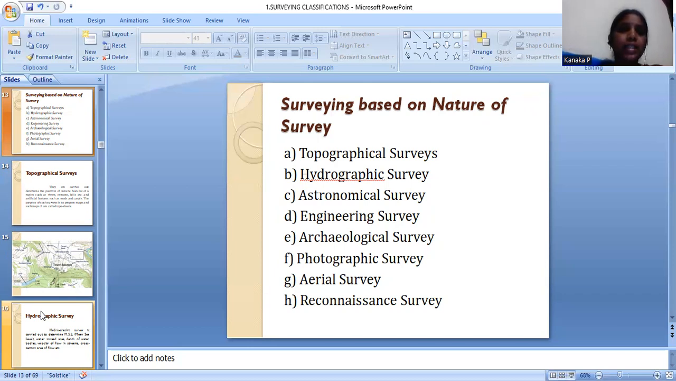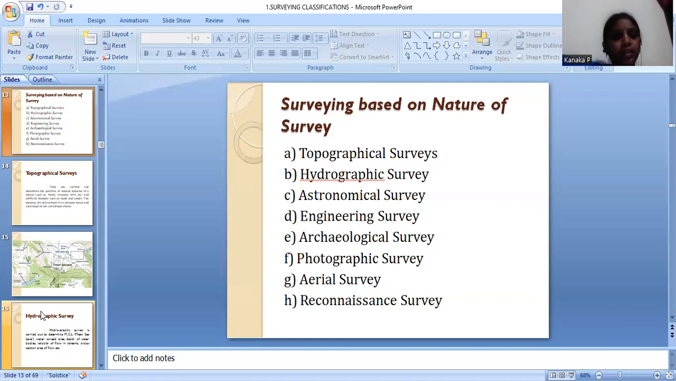So vertical distance is taken from the prepared map. That is called contour mapping. Next, we are going to discuss the topic of classification of surveying.